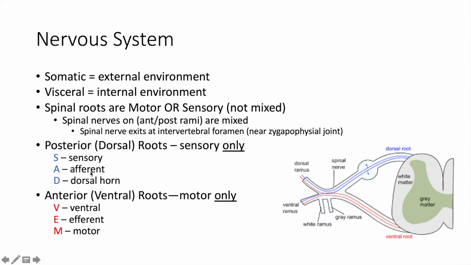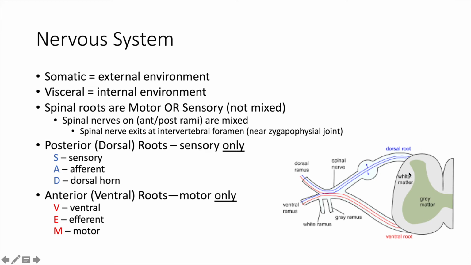Sensory, afferent, and dorsal horn. And then on the ventral side, it's ventral, efferent, and motor. Afferent means that it goes to the spinal cord. Efferent, I think of starting with an E, like exit starts with an E. So that's coming from my spinal cord.